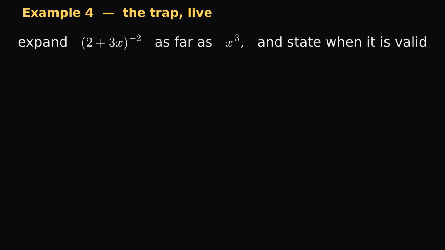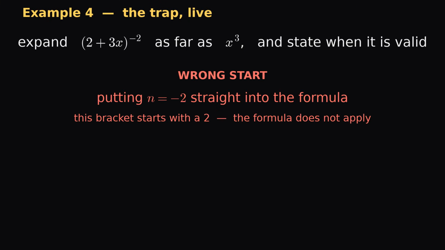Example 4. The trap, live. Expand 2 plus 3x, all to the power minus 2, as far as x cubed, and state when it is valid. Here is the wrong start, and it is the most common line on a script. Putting n equal to minus 2 straight into the formula. You cannot. This bracket starts with a 2. Right start. Take the 2 out.